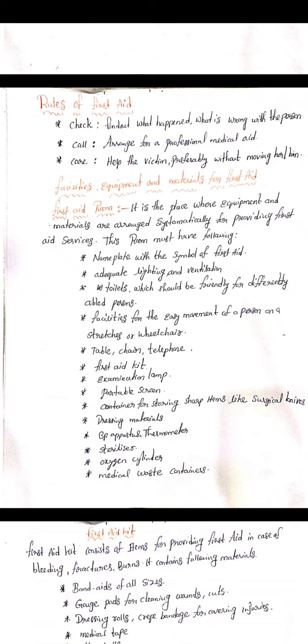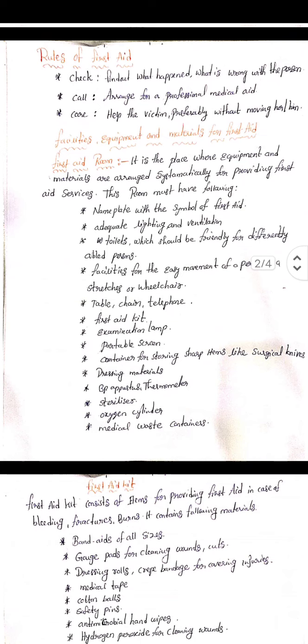Next we will see the facilities, equipment and materials for first aid. What are all the facilities we have to see, what are all the equipment and materials for first aid. Okay, what a first aid kit contains and what equipment we need for first aid. First we will see the first aid room. What is a first aid room, what does it contain.